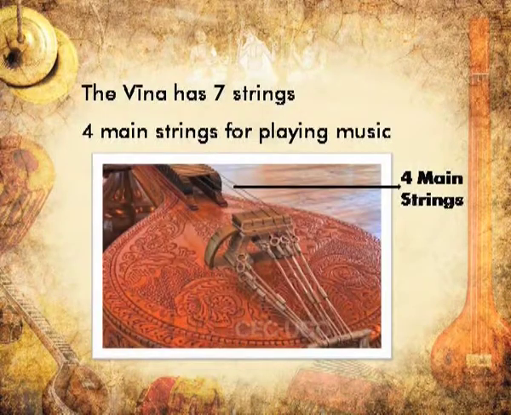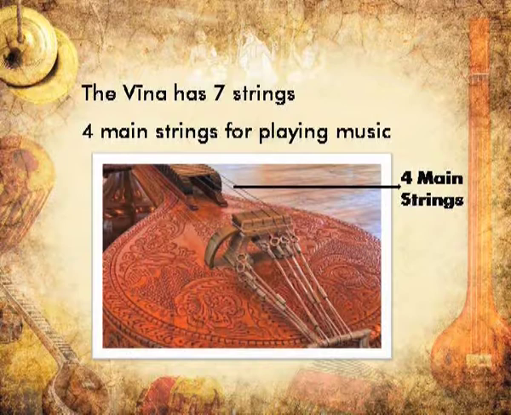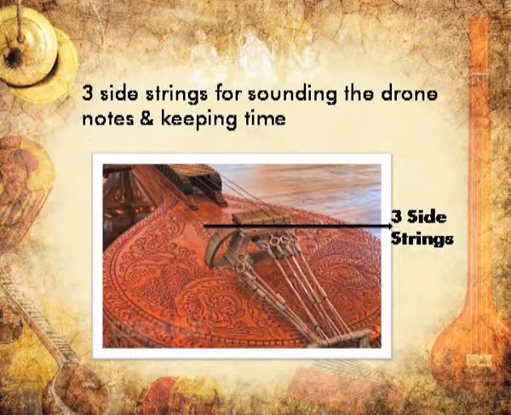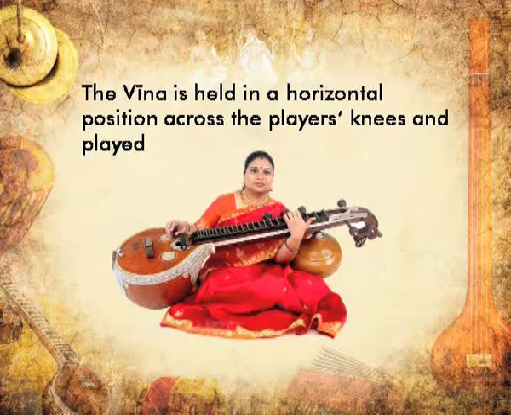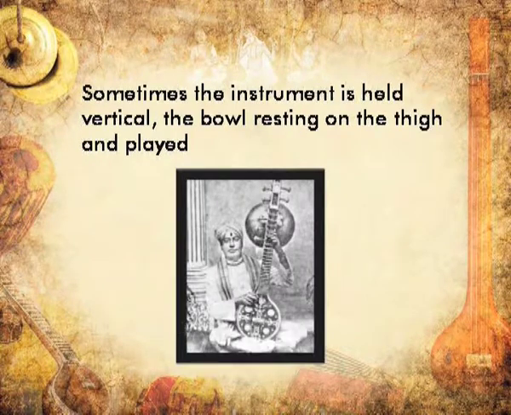The veena has 7 strings, 4 main strings for playing music, and 3 side strings for sounding the drone notes and keeping time. The veena is held in a horizontal position across the player's knees and played. Sometimes the instrument is held vertical, the bowl resting on the thigh, and played.